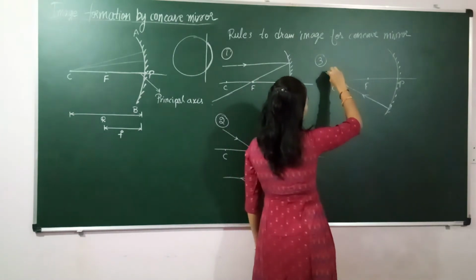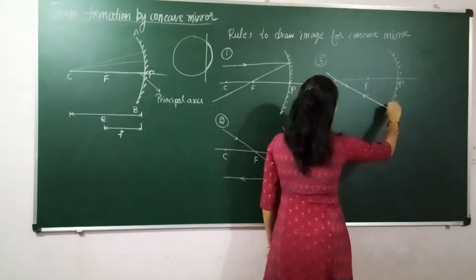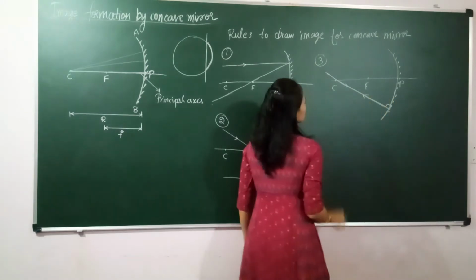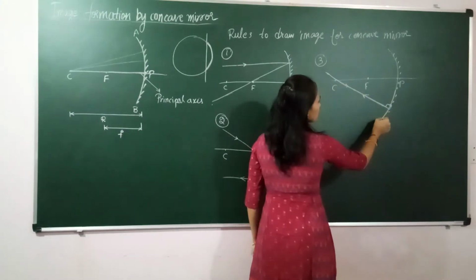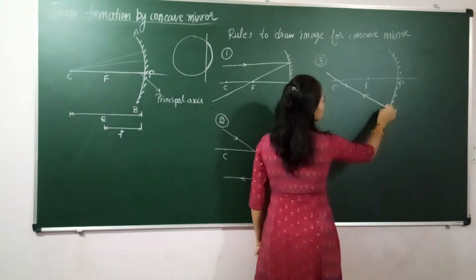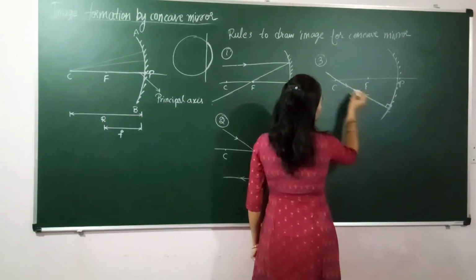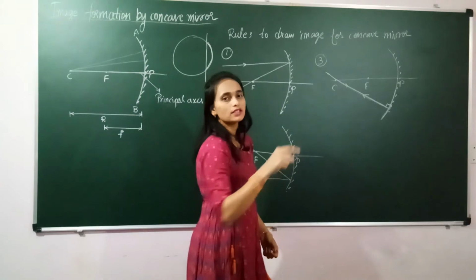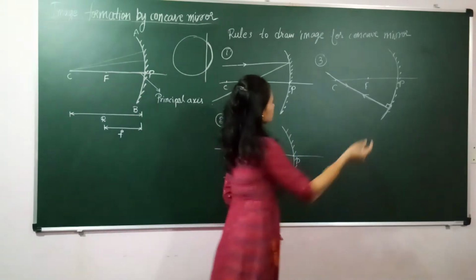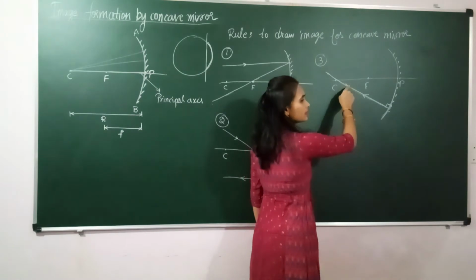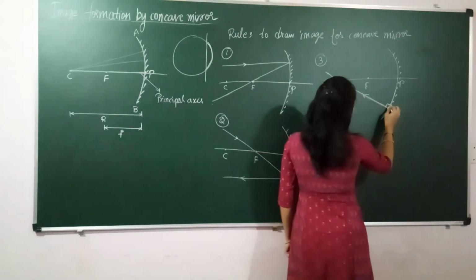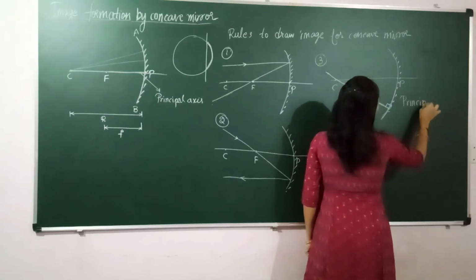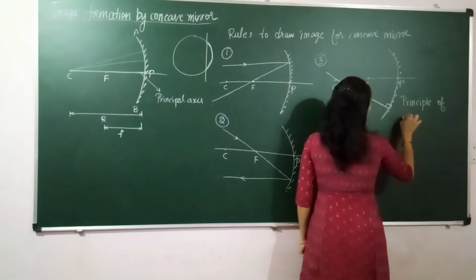Why it is traveling in the same path: this line is called the radius of curvature, and this is our sphere, and this will make the normal. If this is the radius and this is the sphere, the tangent will always be perpendicular. So if it is perpendicular, this line will act as a normal line. Whenever a ray of light is traveling along a normal line, the reflected ray will also travel back in the same path. So it is called normal incidence, and this we will call the principle of reversibility of light.